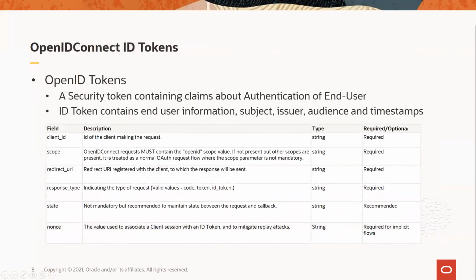Moving further, we have OpenID tokens. Basically, the security token containing claims about the authentication of the end user. It contains end user information such as subject, issuer, audience, and timestamps. If you see, there is a client ID, this is the client ID that is making the request for this OpenID token, and the scope. What are the scopes?